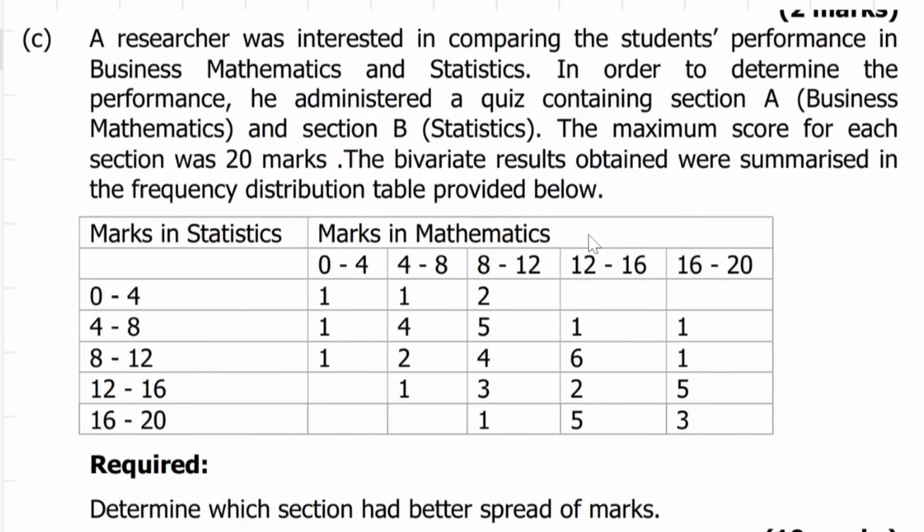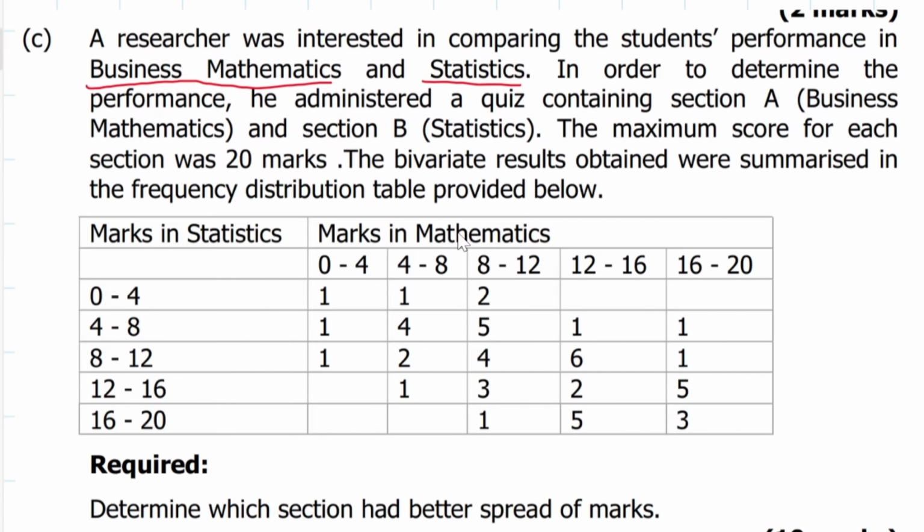Okay, we have here our next question. It says that a researcher was interested in comparing the students' performance in business mathematics and statistics. So we have business mathematics here, we have statistics. In order to determine the performance, he administered a quiz containing section A, which is business mathematics, and section B, which is statistics, and the maximum score for each section was 20 marks. The results obtained were summarized in a frequency distribution table below.